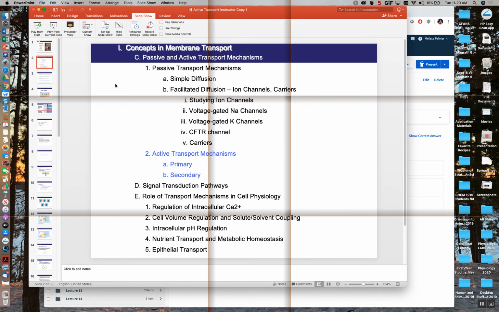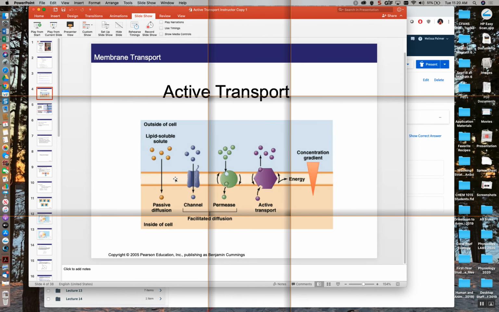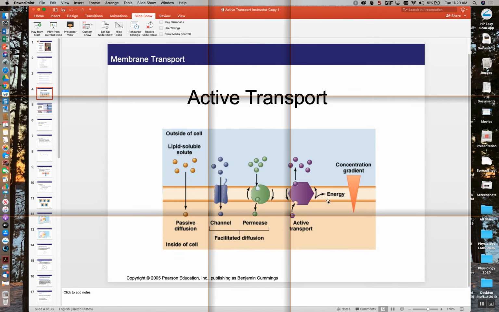I do want you to know the differences. With active transport, energy is required, but you can move solute from low concentration to high concentration. You can actually move molecules against their concentration gradient. Pumps do that. They use ATP.